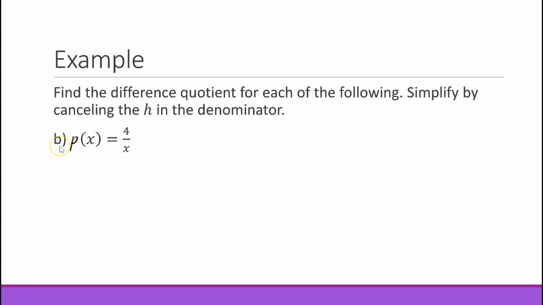Let's go ahead and look at another example. We have the function now is p of x equals 4 over x. So we're going to apply the same concepts. The difference is going to be in the algebra. So here, the name of the function is p of x. So the difference quotient would look like p of x plus h minus p of x all over h.